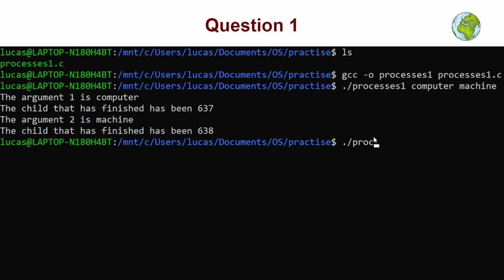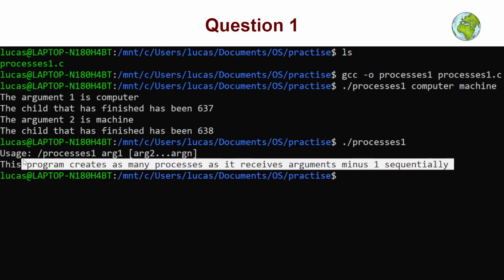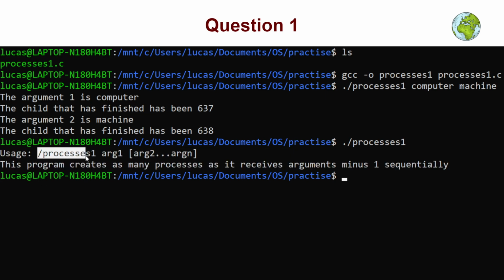But what if we just run this program without any argument at all? So here, the argument counter, argc, is less than 2. We only have the executable. So now let's run this. Okay, perfect, we see this message of the usage, the usage is this one.